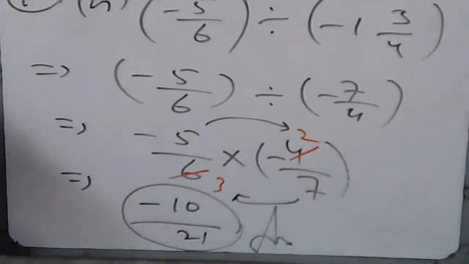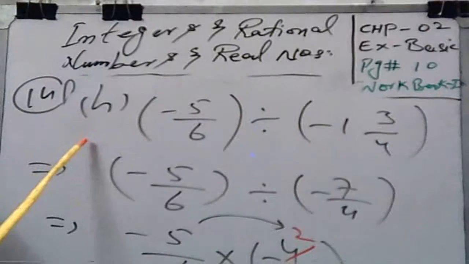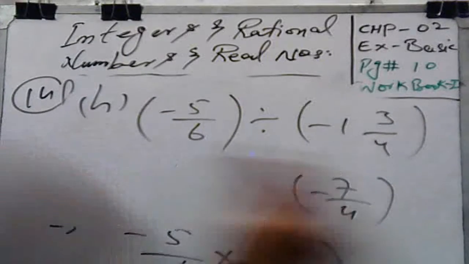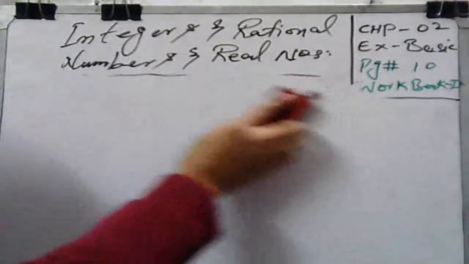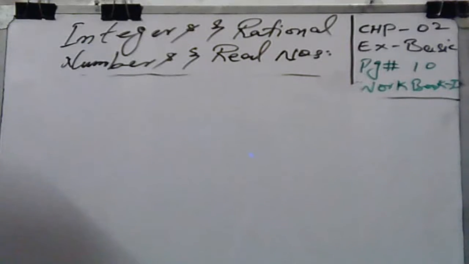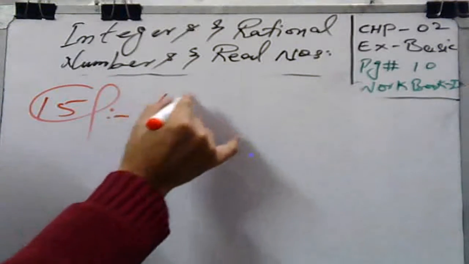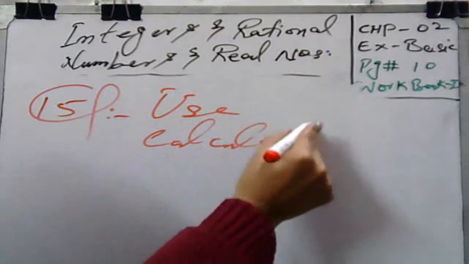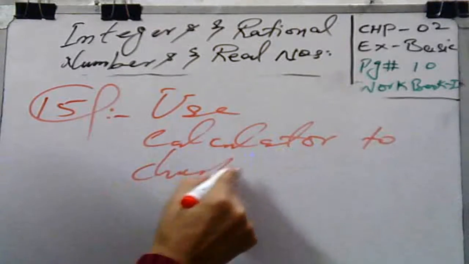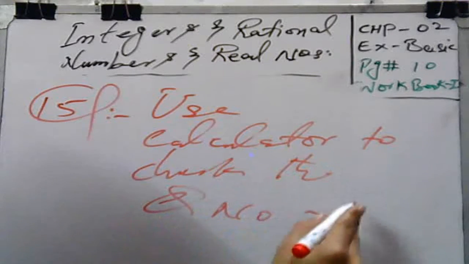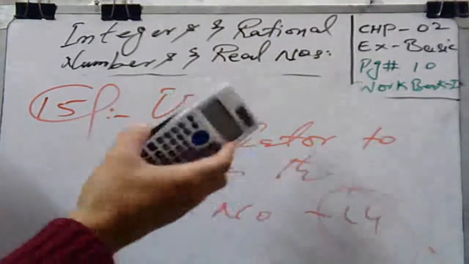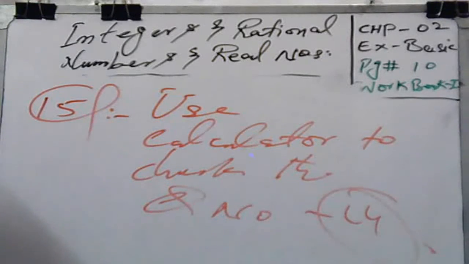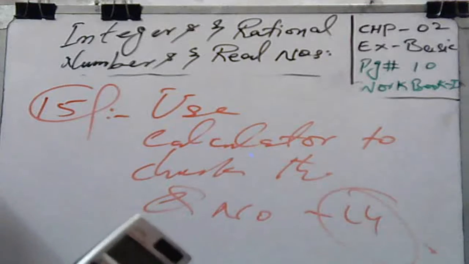So by the grace of God we have completed up to question number 14, and in question number 15 we have only been asked to use a simple calculator. In question number 15, use calculator to check question number 14. Here is your calculator, and you can easily simplify it by using brackets. So we only have to use calculators here in question number 15.